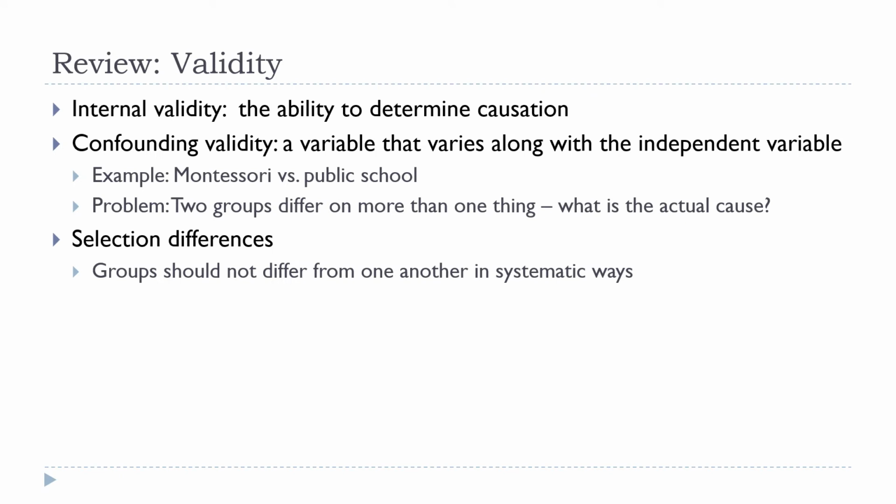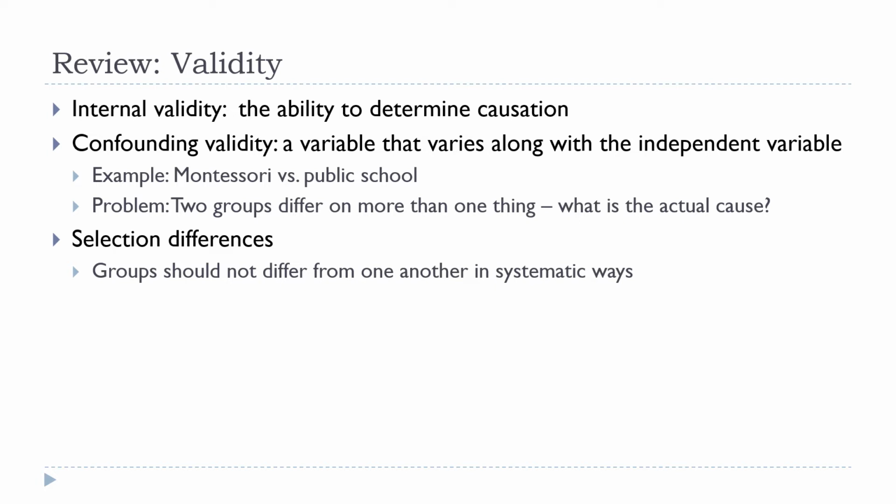So to review some concepts, internal validity is our ability to determine causation. And sometimes there are threats to internal validity. We'll get much more into specific threats to internal validity a little bit later once we go through quasi-experimental designs. But for now, we're going to talk about how we determine causation to have good internal validity.